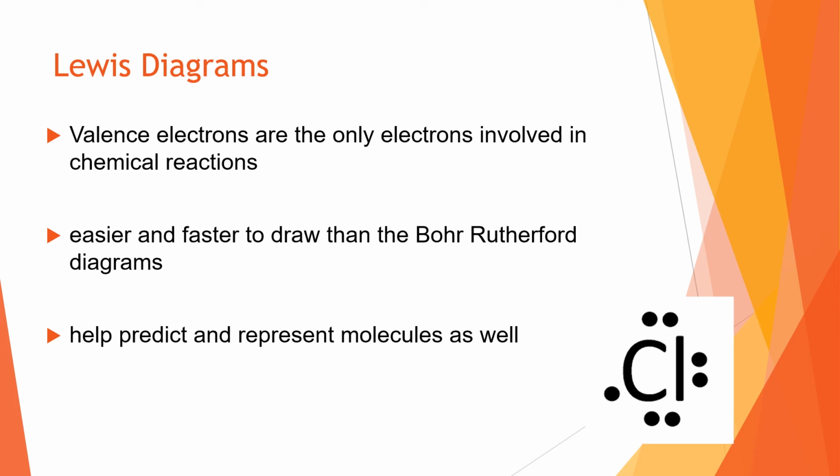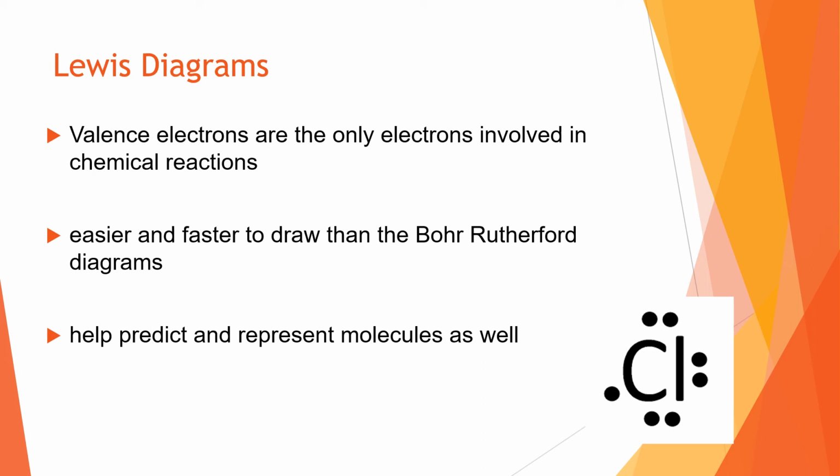So Lewis dot diagrams: valence electrons are the only electrons involved in chemical reactions. They are easier and faster to draw than the Bohr-Rutherford diagrams. They help predict and represent molecules as well. So this is the Lewis dot diagram for chlorine. And remember, it's just the valence electrons, okay?